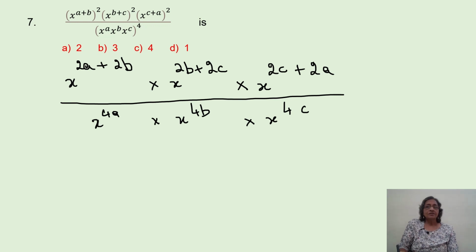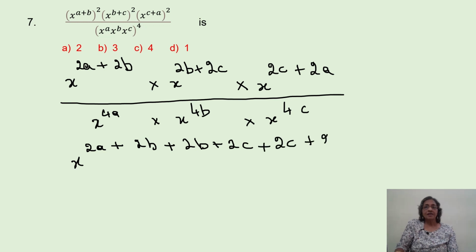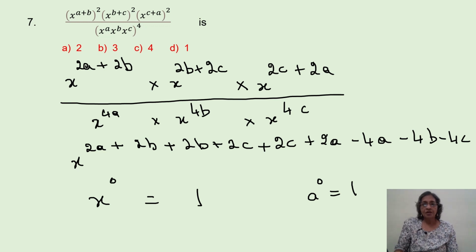That is x. So use your property. All the numerators you can add, and the denominators you will subtract. And finally, what you're left with is x raised to 0, which is nothing but 1. Any number raised to 0 is 1. That's the property that we have already done. So your final answer in this case would be the D option.